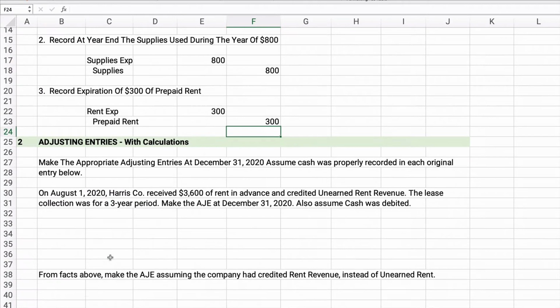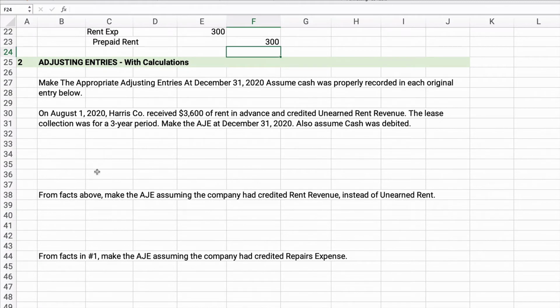All right, this next one down, we have several more complicated adjusting entries. We're going to have some calculations. So here are our general rules for all these little problems. We're going to make the appropriate adjusting entry at December 31st, 2020. We're going to assume the cash was properly recorded in each original entry below. So everything's correct at first, and we're going to adjust the accounts at the end of the year.